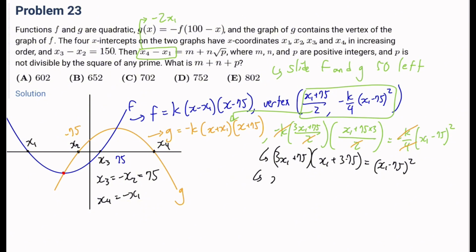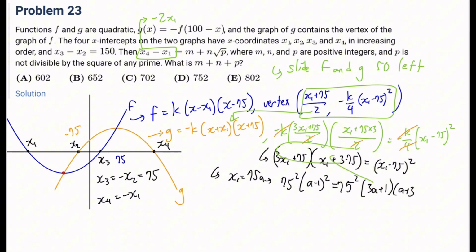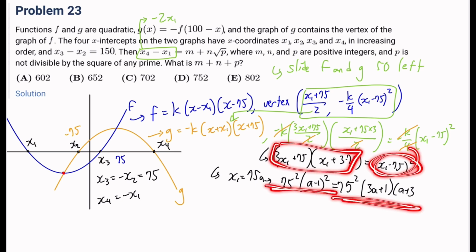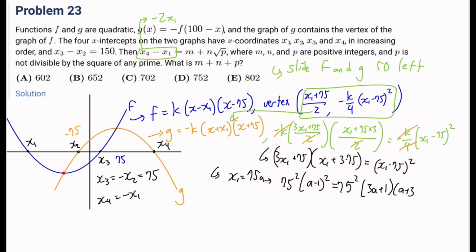And so if we just say that x1 equals like 75a, right? If x1 equals 75a, then that's going to make our lives much better, because that will just enable us to get out 75 from both sides. So that's going to be 75 squared times a minus 1 squared equals 75 squared times 3a plus 1 and then a plus 3. Notice I've changed this around, right? So this part becomes this part, and this part is equal to this part, okay? And so that is just ending like that, right?